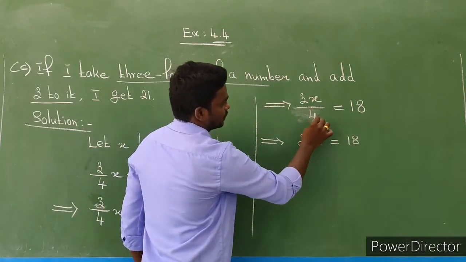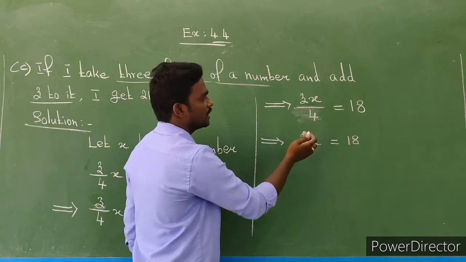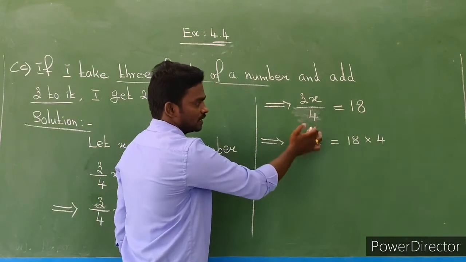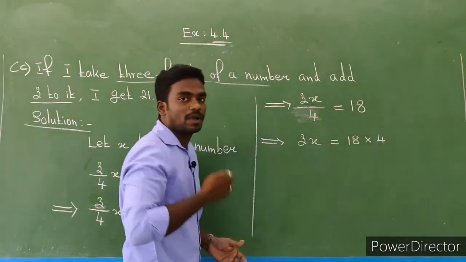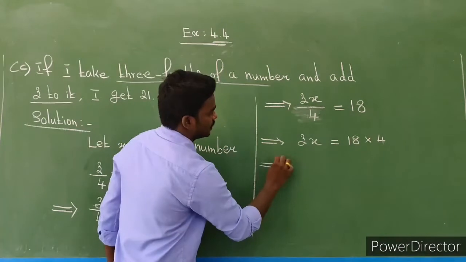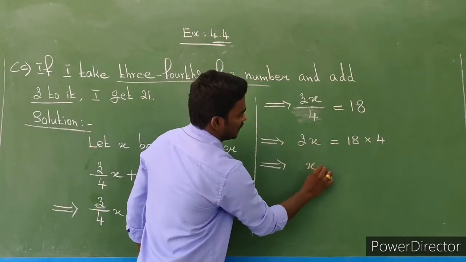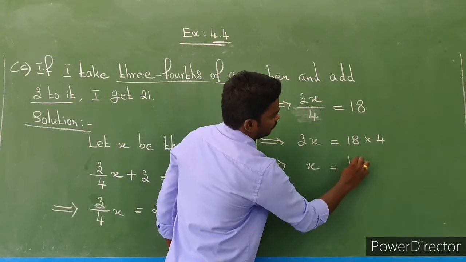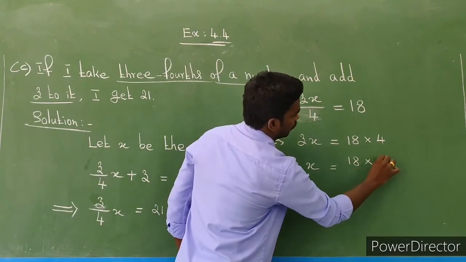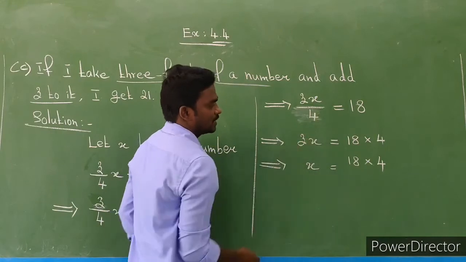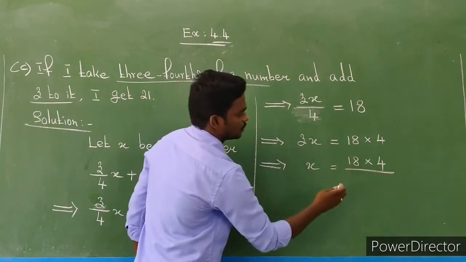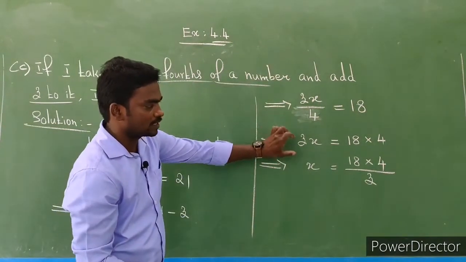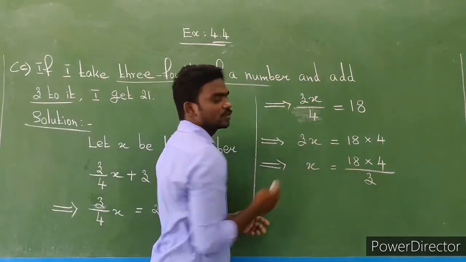This 4 is division on the left side, which transposing to the right side becomes multiplication. Next we keep the value x on the left side and the right side value is 18 into 4. This 3 is multiplication on the left side, which transposing to the right side becomes a division, right?